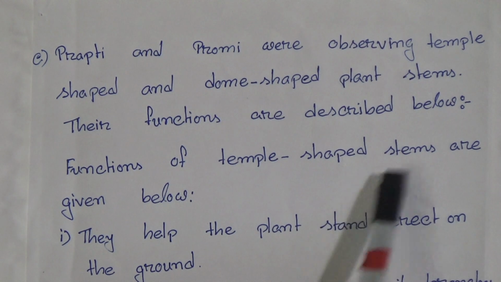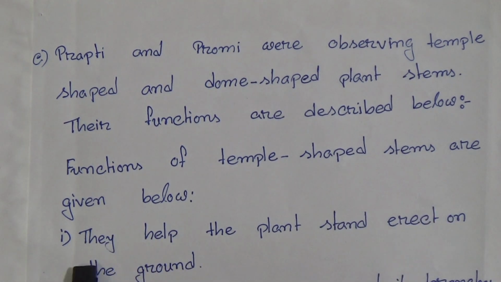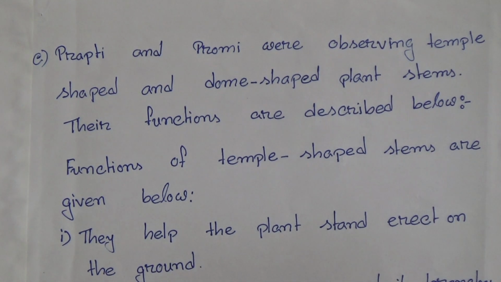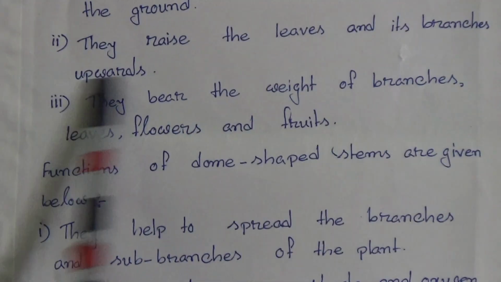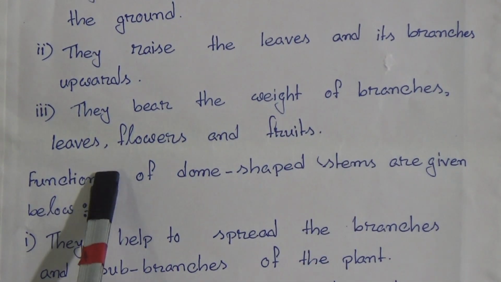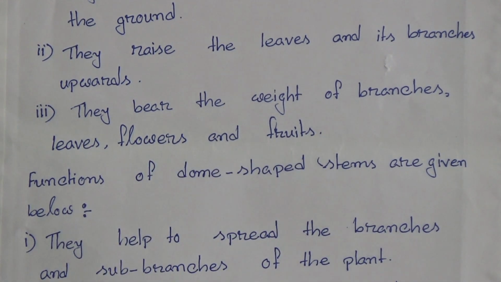Functions of the temple shaped stems are given below. Number 1. They help the plant stand erect on the ground. Number 2. They raise the leaves and branches upwards. Number 3. They bear the weight of branches, leaves, flowers and fruits.